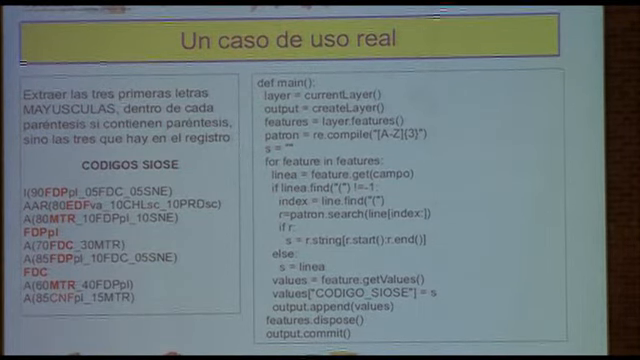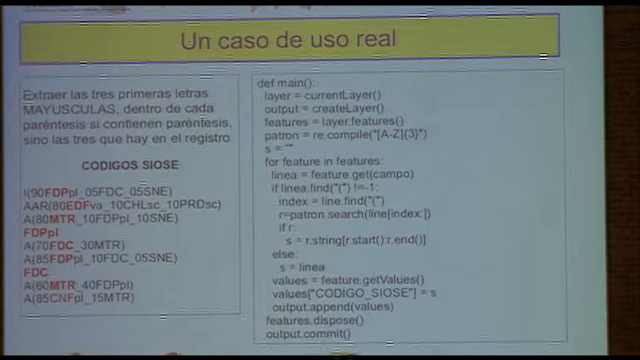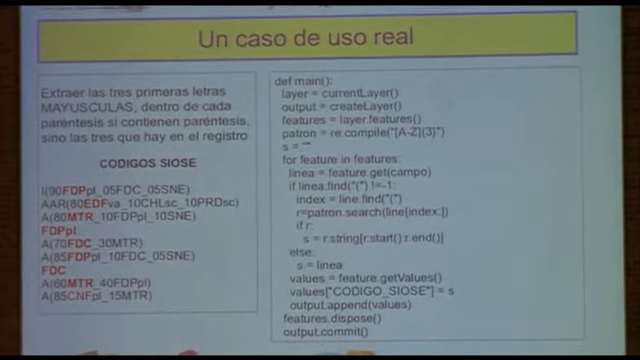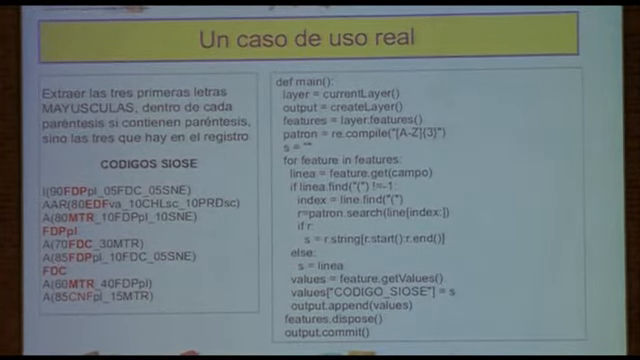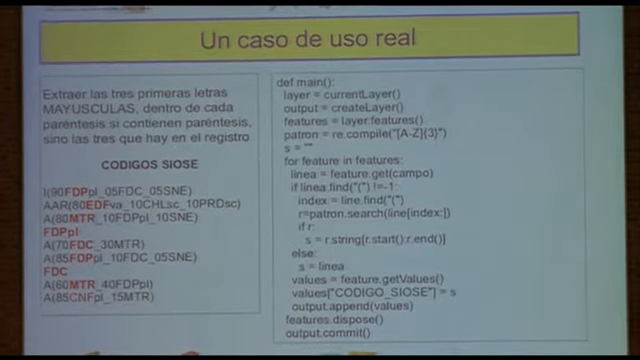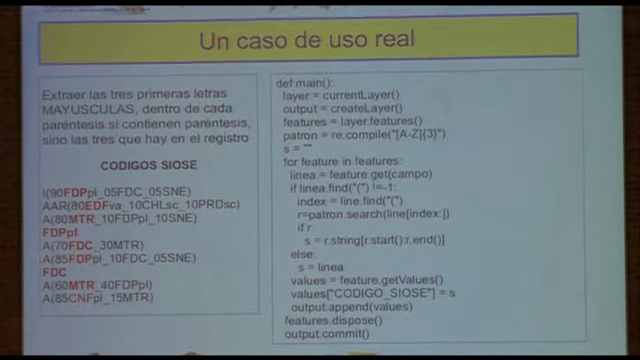Now we are going to see a real case that we have solved with the scripting extension. What we think that we have solved, at least. A week ago or a few days ago, we received a mail from a person that had a shape with a field, a code, SIOSE, with a very difficult structure. That user wanted to extract out of that string the first three capital letters before the bracket, if there is a bracket, and if possible, the whole string.